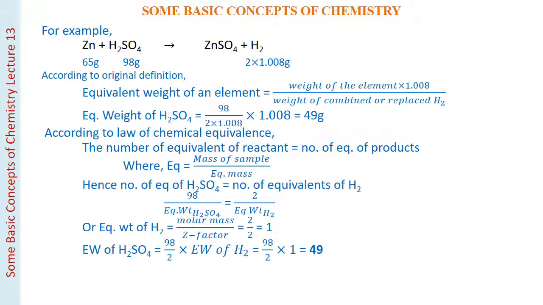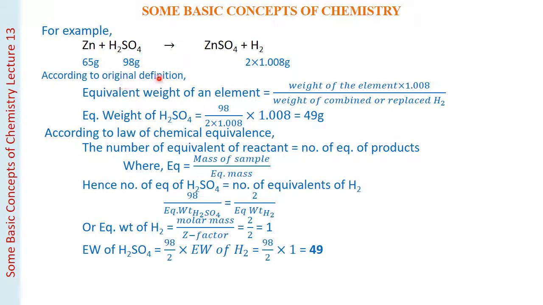We can understand this further with an example. We have zinc plus H₂SO4 forming zinc sulphate plus hydrogen, right? So we have 65 gram of zinc, 98 gram of H₂SO4, and the hydrogen being formed or coming out of this H₂SO4 is 2 into 1.008 grams.